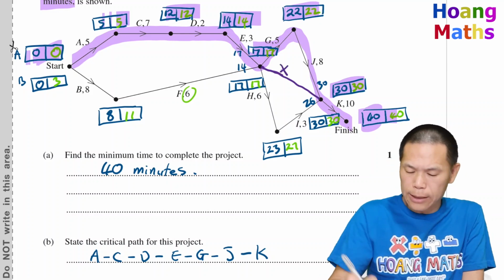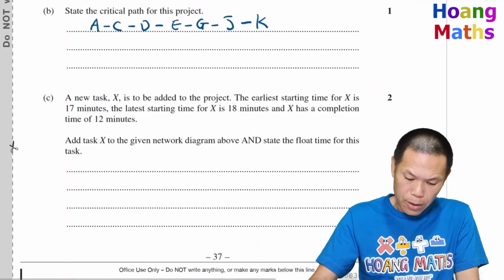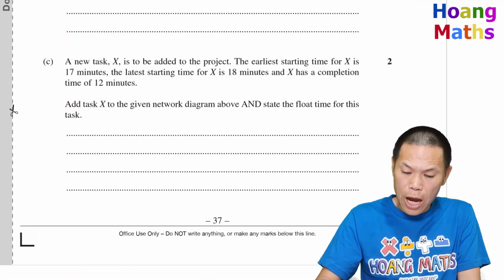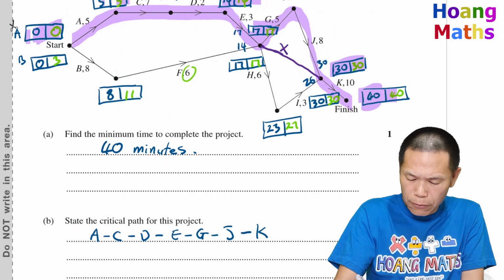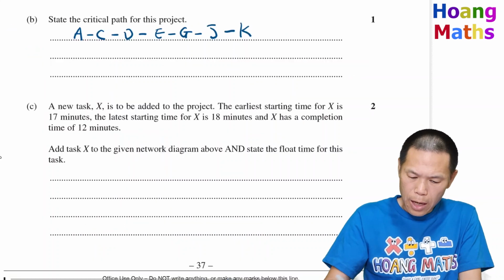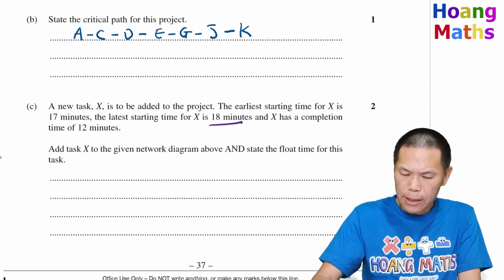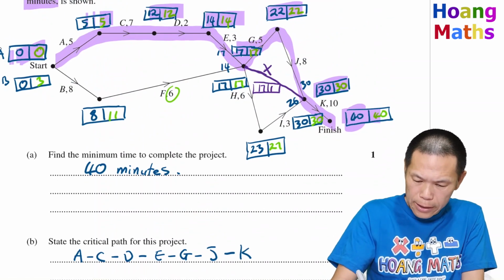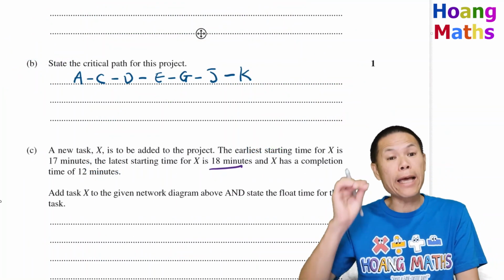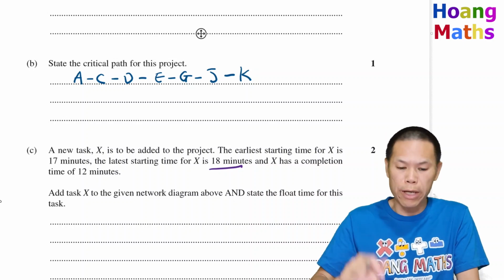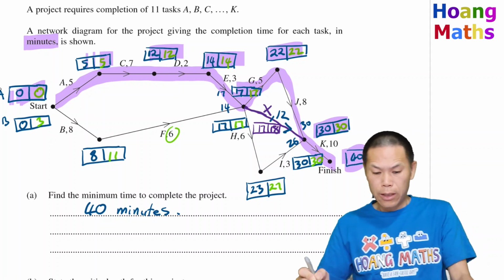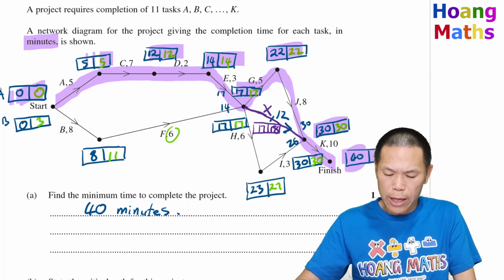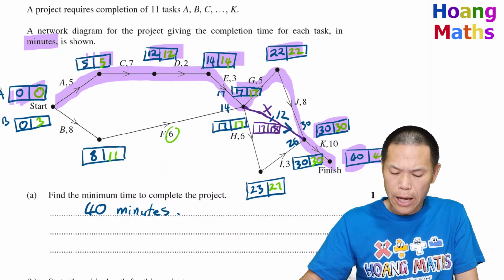I can just draw all the way here. That is X. The latest starting time is 18 minutes. Let me draw it on here. For X, the earliest is 17 and the latest starting time is 18 minutes. So 18 here. And X has a completion time of 12 minutes. Let me draw an arrow here. There you go, that is activity X.